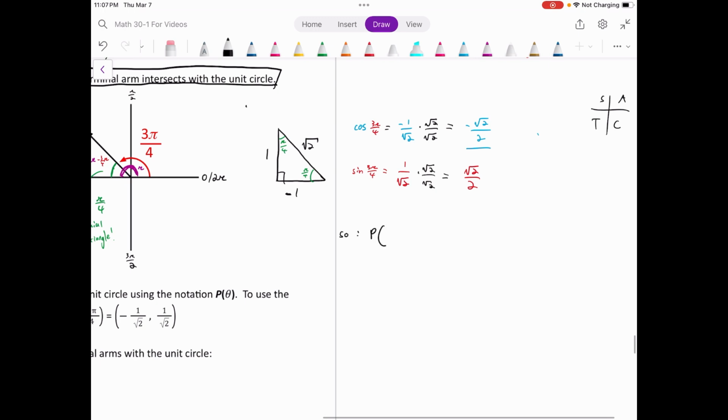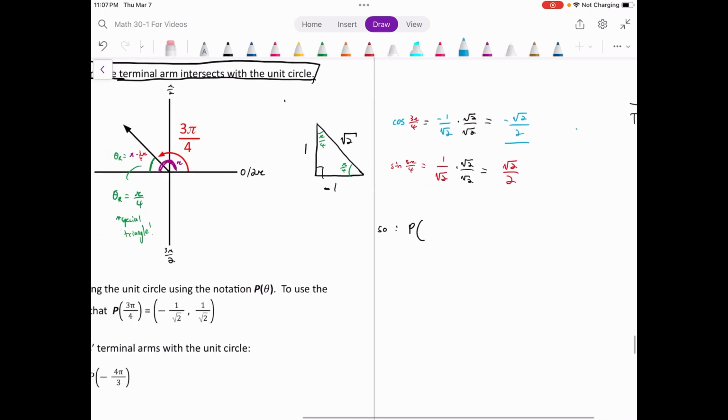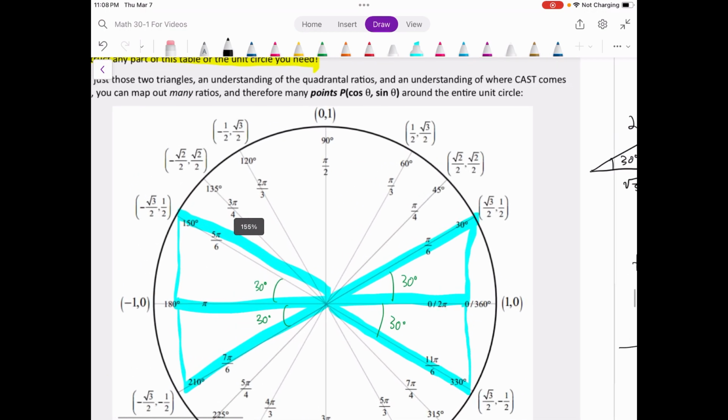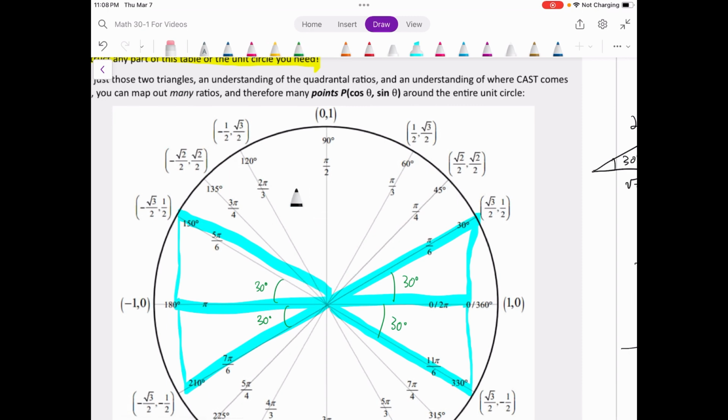We get that the coordinates of a point that is on the unit circle and intersects with the terminal arm of this angle would be negative root 2 over 2 and positive root 2 over 2. And that was for the angle 3 pi over 4. Let's go take a look at the unit circle. 3 pi over 4. There it is. Negative root 2 over 2, root 2 over 2, right? A negative x, a positive y.